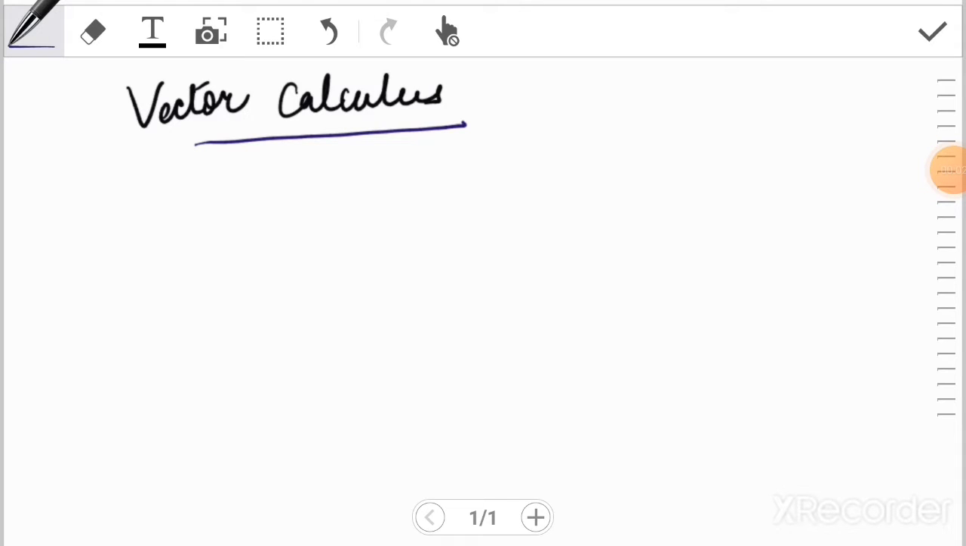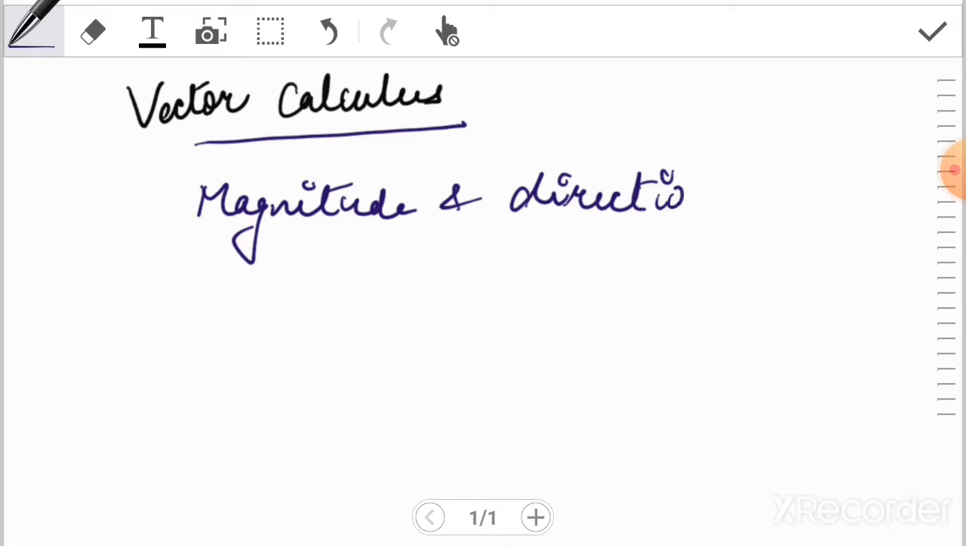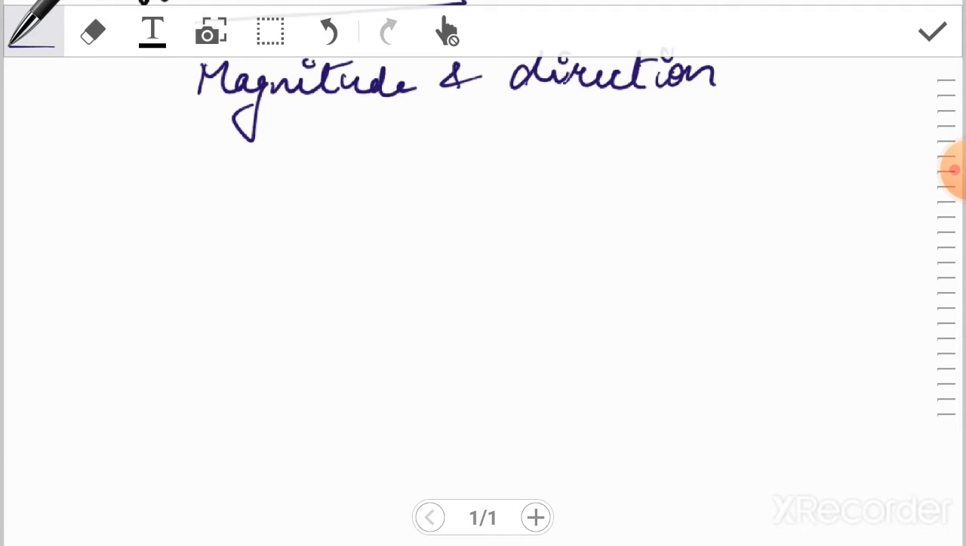Hi everyone. Today we will be discussing vector calculus. So let's begin. A vector is determined by both magnitude and direction. Let us quickly recall components and length or magnitude of a vector.